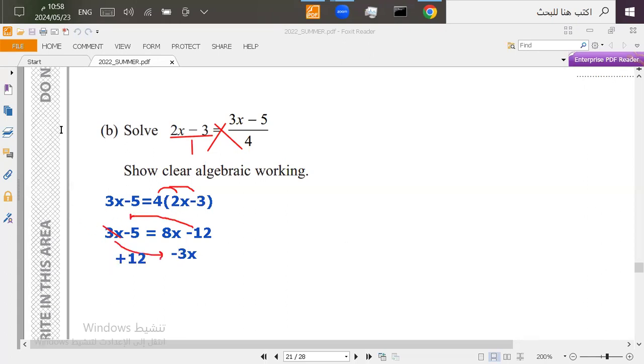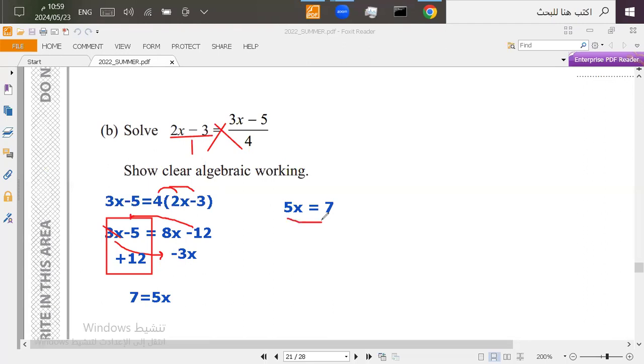Now I'm going to add the like terms together. So negative 5 plus 12, or 12 minus 5, is going to be 7. And then equals, so 8x minus 3x is going to be 5x. So 5x equals 7. Let's write it here. 5x equals 7. Now I need the x alone, and the x is multiplied by the 5.